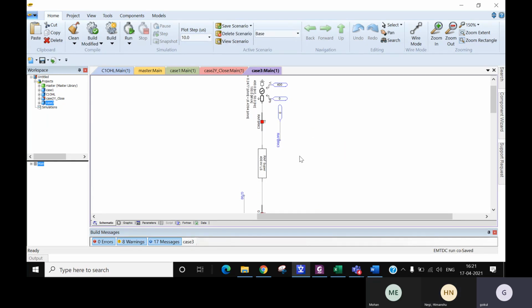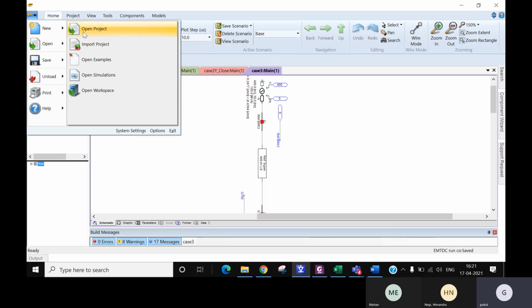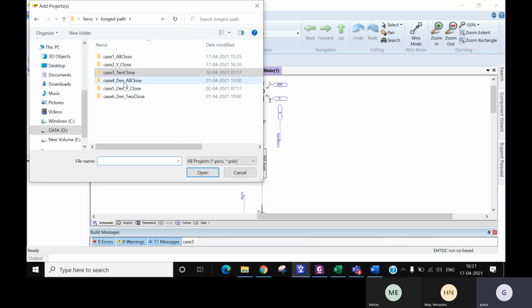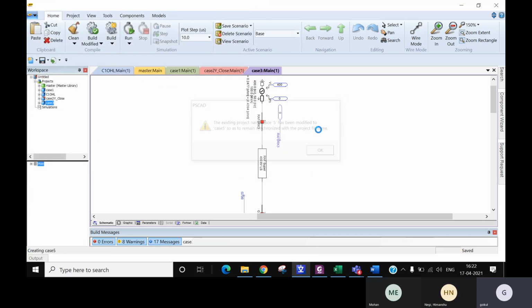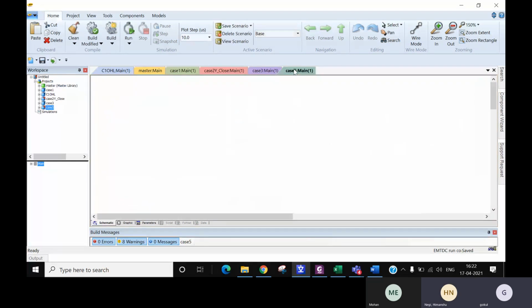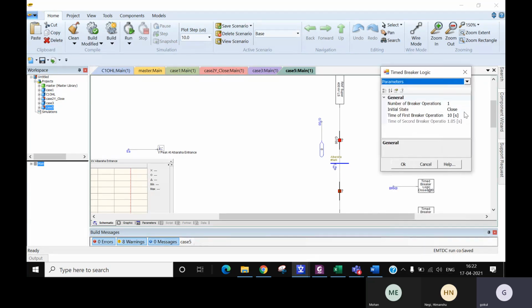The same three cases you have to repeat for the de-energization cases. I'll just show you how to do that. It's just simple, the same thing. The only difference is the initial state should be closed, and at 0.3 seconds you're going to open.